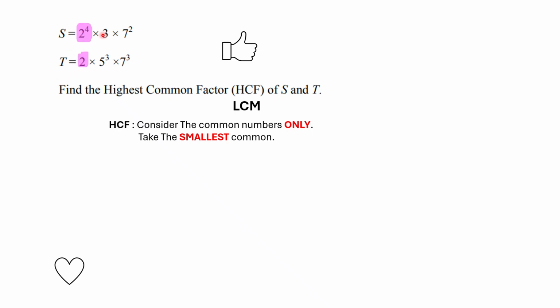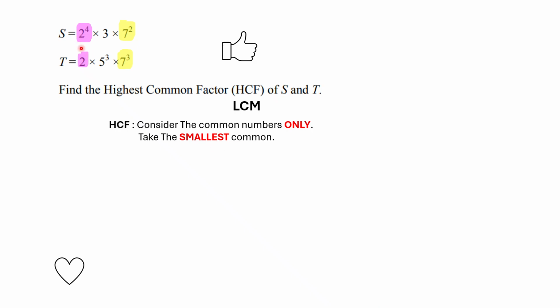3 is not a common number, so we don't care about the 3. 5 is not a common number, we don't care. 7 is a common number, so we care about the 7. So we first considered the common numbers only. Then take the smallest common.